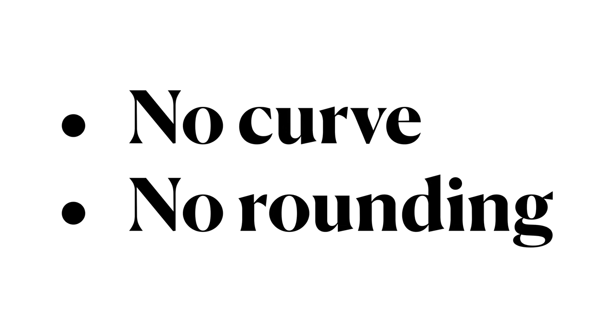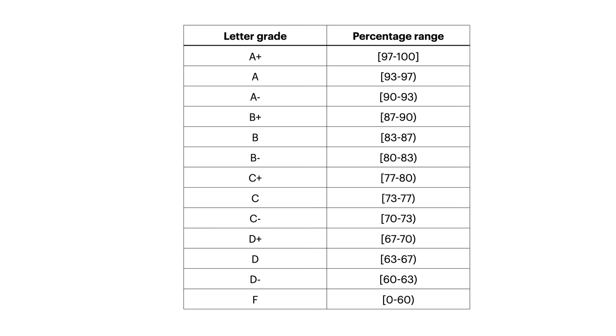Grading on a curve will not be used. Rounding will not be used. Grades will be assessed on a 10-point fixed letter grade system. In the table shown in the syllabus, square brackets and parentheses are used to indicate inclusive and exclusive endpoints, respectively. Let's work through what this means in practice.